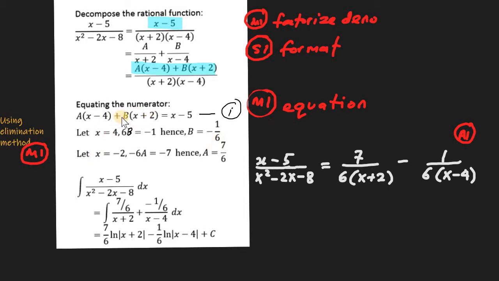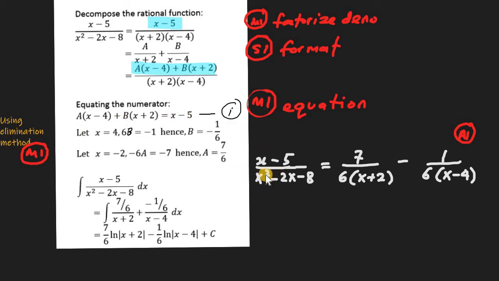And then we do the same thing. To eliminate B in this case, let's replace x as negative 2, so we can eliminate the B. Replacing x as negative 2, negative 2 minus 4 gives negative 6A. On the right side, negative 2 minus 5, we get negative 7. So hence we solve for A. Right? So make sure that you show it. We call it the elimination method, M1.